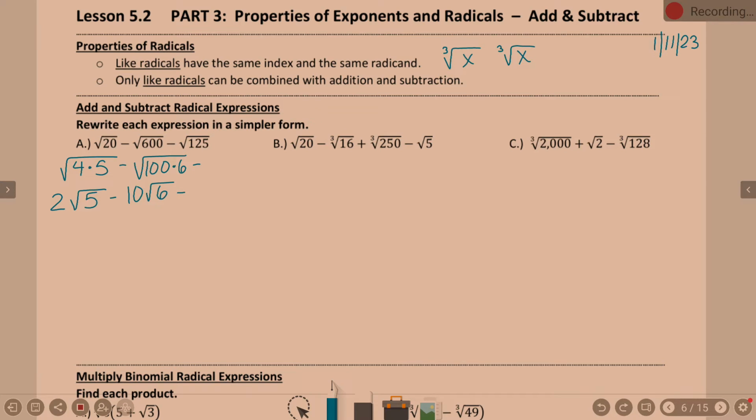square root of 125. Can I take the square root of 125? No.